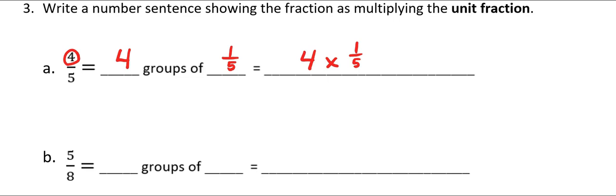In problem B, I have 5/8. That means I have 5 groups of the unit fraction 1/8. As a multiplication problem, that would be 5 times 1/8. 5 times 1/8 gives me 5/8. So you can see how multiplying the unit fraction is another way to decompose our given fractions.